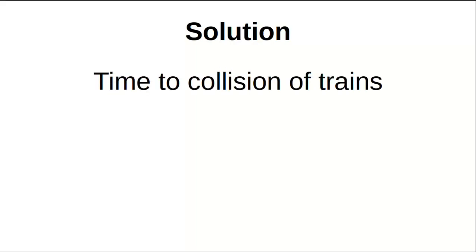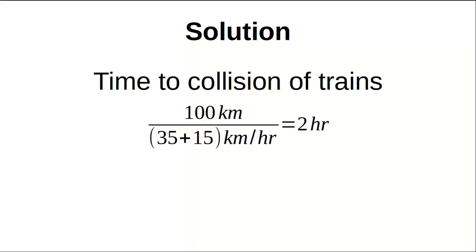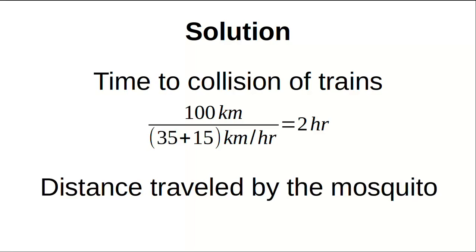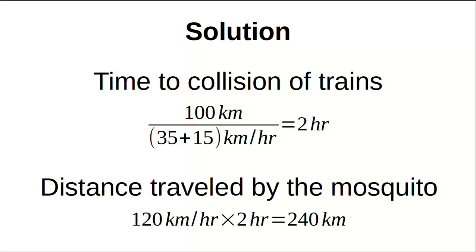Here's the solution for the mosquito train puzzle. The calculation proceeds as follows. The speed of the mosquito is constant until it gets smashed by the two trains and dies. Now, how much time does it take for the two trains to hit each other? It is 100 divided by 35 plus 15, which is 2 hours. This implies that the distance traveled by the mosquito is equal to 120 into 2, which is 240 kilometers.